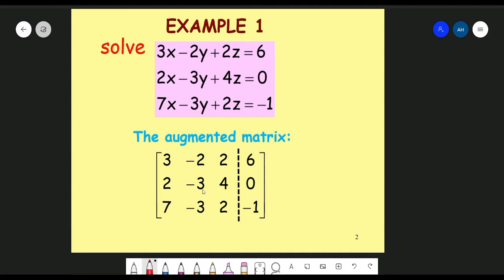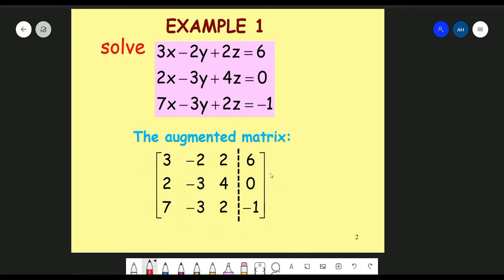We have our second column, which is for the coefficient of y. The coefficient of z will be our third column. And the last column, 6, 0, and -1, is the right hand side of the equations. The whole matrix is called an augmented matrix.